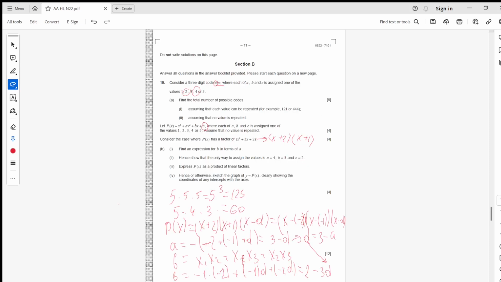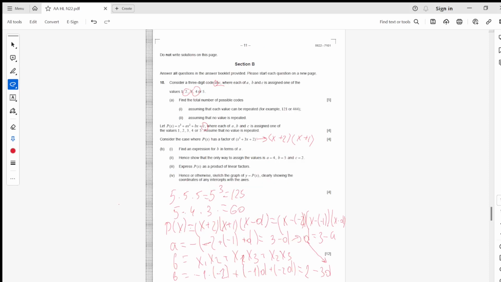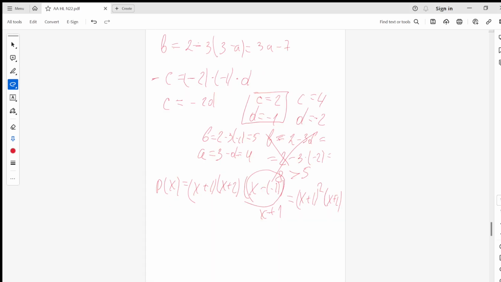Express p of x as a product of linear factors. We did this before, but we just need to put the value of d. And we can also say that this is just x plus 1, and it would be x plus 1 squared times x plus 2. And this would be kind of helpful for the next question, because we need to sketch the graph clearly showing the coordinates of any intercepts.